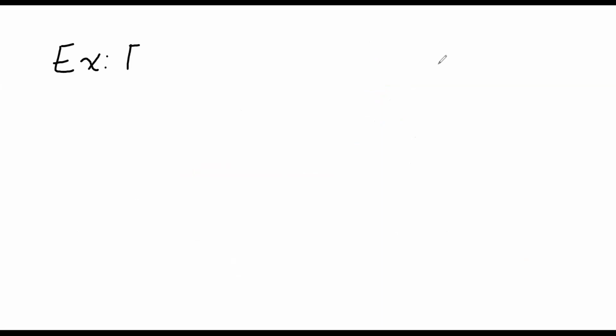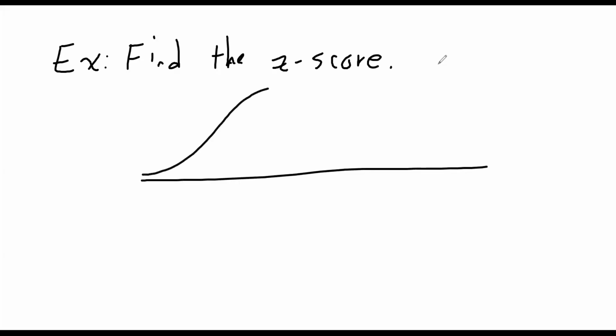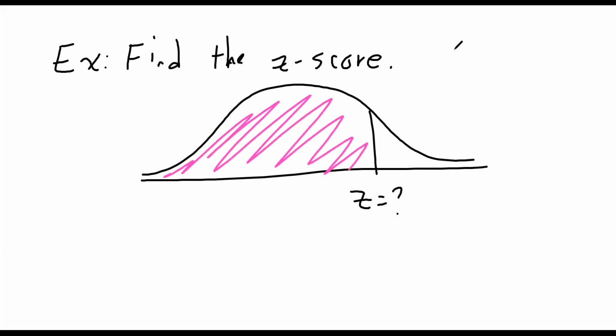For example, find the Z-score. So this time I'm going to give you a picture and tell you what the area is. Now we've got to go find the Z that goes with it. So let's put a Z over here. Don't know what it is, so we'll put a question mark. And let's shade in this area to the right. And let me just go ahead and tell you that this area is, let's use an area of 0.8078.